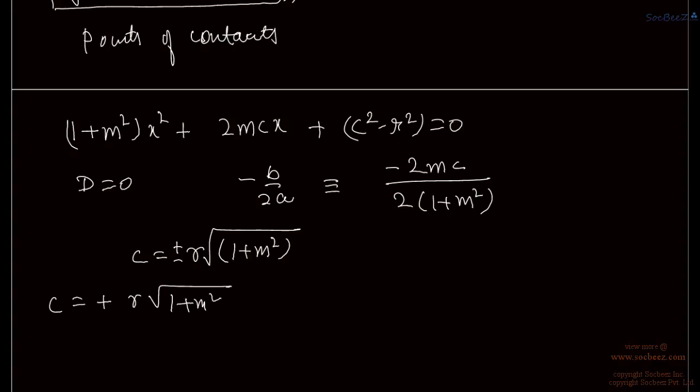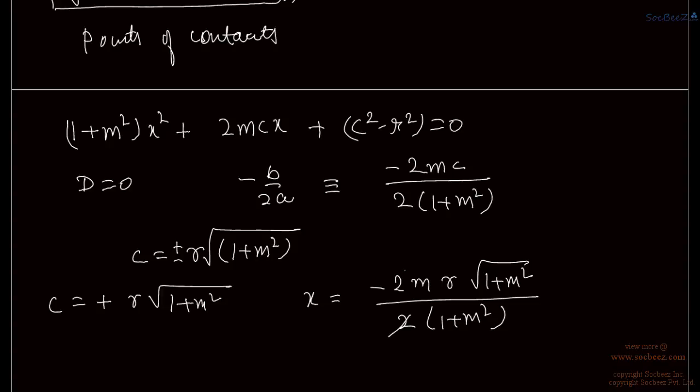Point of contact: x is equal to −b upon 2a. That means −2m times r√(1 + m²) upon 2(1 + m²). So this will be cancelled and we will be getting −mr upon √(1 + m²).